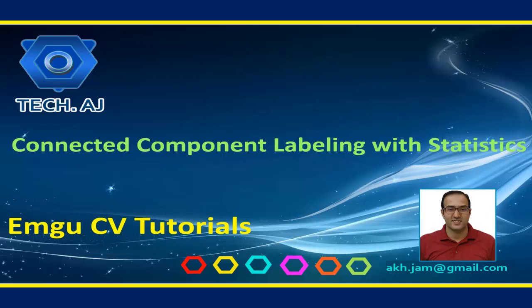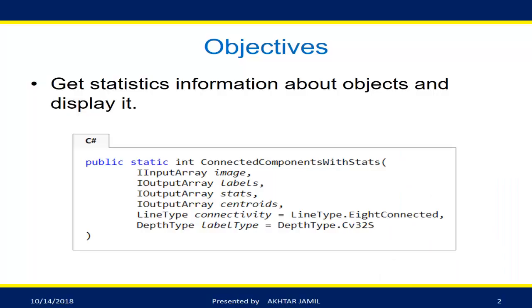Today I'm going to show you how we can perform connected component labeling with statistics information obtained from the image. Particularly, I'll be showing you the connected components with stats method, which gives us additional information compared to the connected components method, which I explained in my previous video. So let's see how it works in Emgu CV.